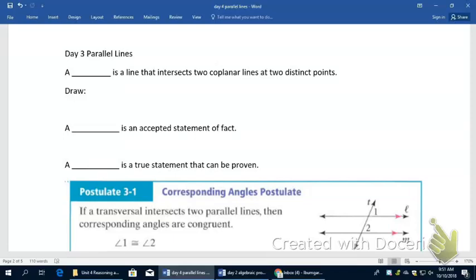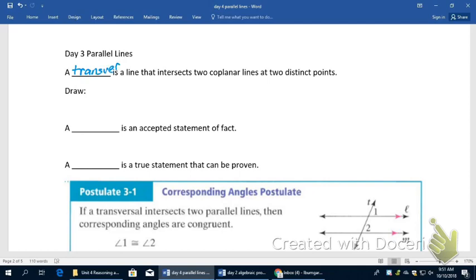Alright, we're going to be talking about parallel lines, specifically their interior angles. There's going to be a lot of information to throw at you on this one. So first of all, some vocabulary words. Between parallel lines, you might have a transversal, a line that intersects them at two distinct points.